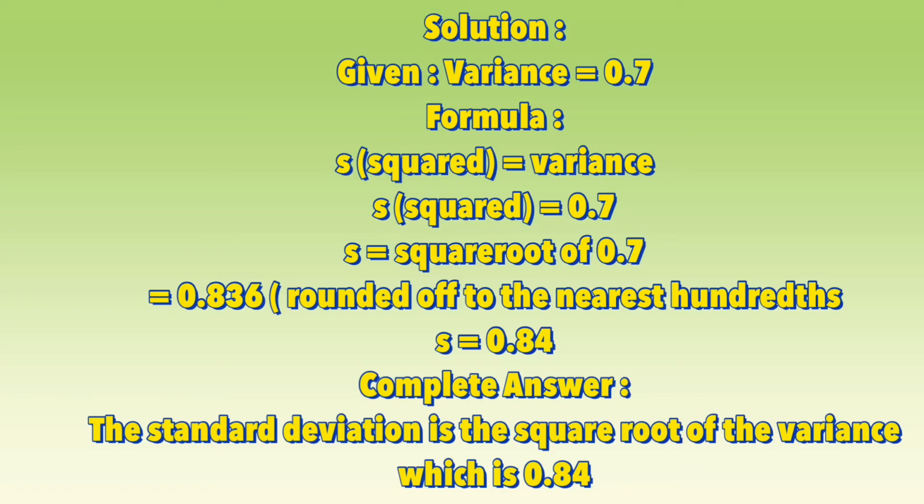Then we're going to find the square root of 0.7, and the result now is s equals 0.836, rounded up to the nearest hundredth. It becomes s equals 0.84. So s stands for standard deviation. So our complete answer now: the standard deviation is the square root of the variance, which is 0.84.